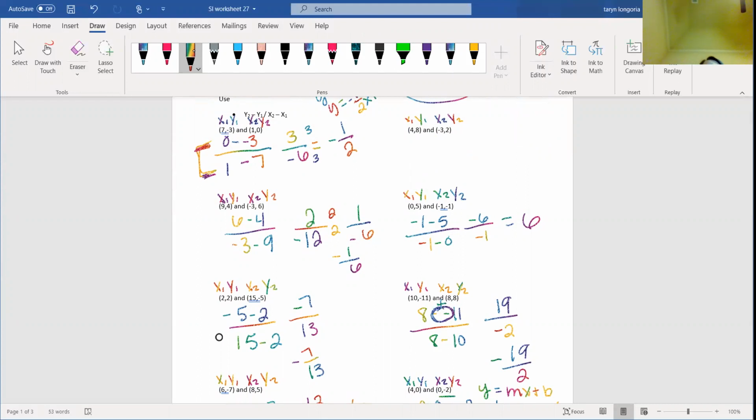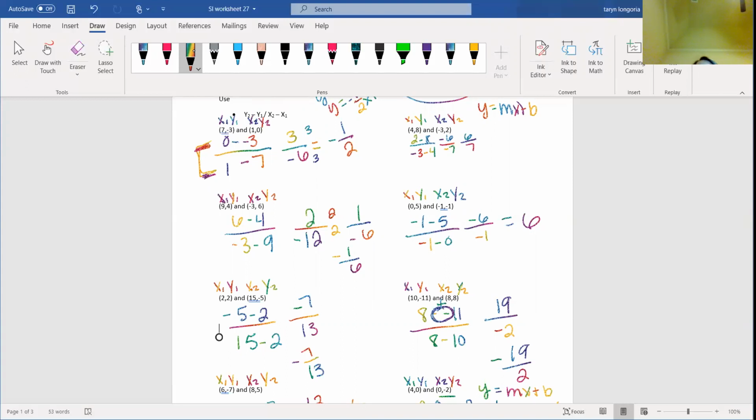So if we wanted to find y equals mx plus b, you're going to find your m like we did earlier. So 2 minus 8 over -3 minus 4. So you'll get -6 over -7, which is positive 6 over 7.